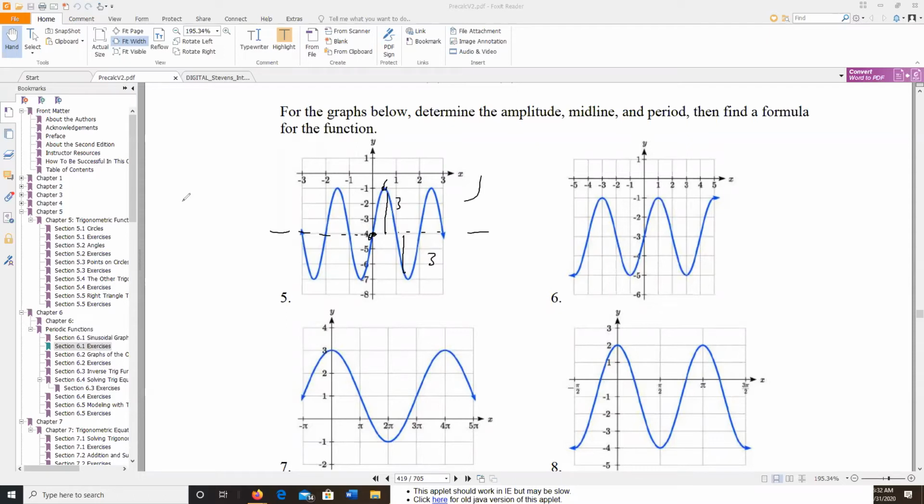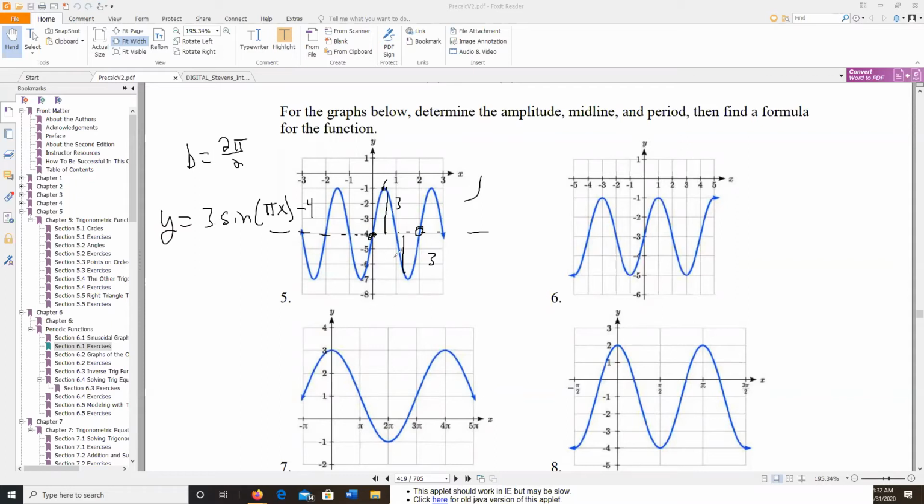So I would write, and the period, I guess we can figure out. So it takes 2 units to repeat. So the b number is 2 pi divided by the period, so that's pi. So for this graph, I would write y equals 3, because that's the amplitude, sine of pi x minus the midline. Okay, so that would make it with a positive. Well, the amplitude's always positive. It's just whether it's reflected around the x-axis or not.